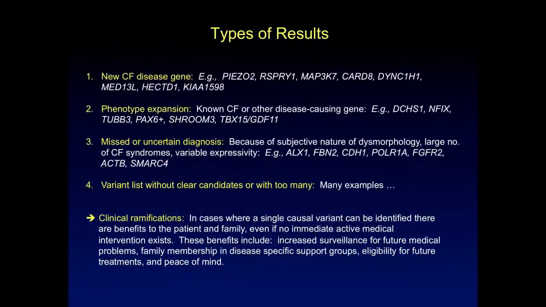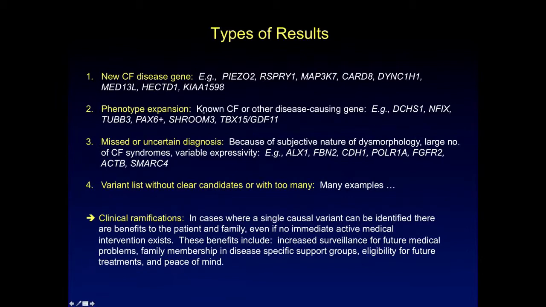All right, what kinds of results do we get? Really, the kind that we'd hoped is really about a third or less of the ones we saw. Those are where we find a new craniofacial disease gene. One of our favorites is PIEZO2. That's triggered a bunch of reductionist studies, which I won't talk about, but it's turned out to be fascinating. That's a mechanosensory ion channel, and likely explains some novel biology that we've seen.